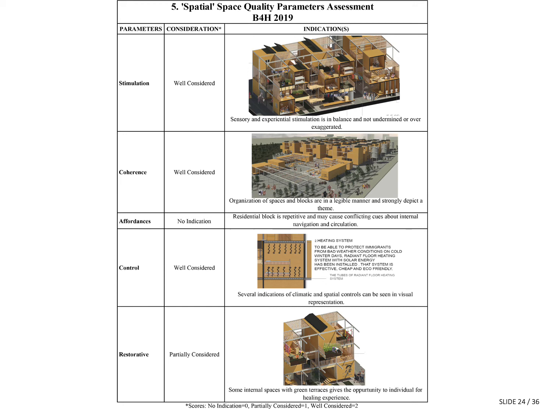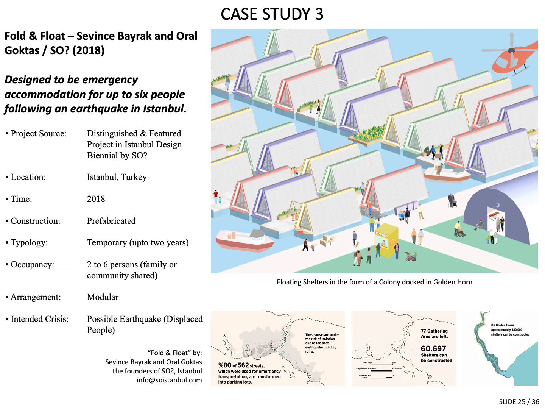Control is considered very well. Several indications of climatic and spatial controls are seen in visual representation. Restorative parameter is also considered partially. Some internal spaces with green terraces gives the opportunity to individual for healing experience. Fold and float is also made part of this presentation.